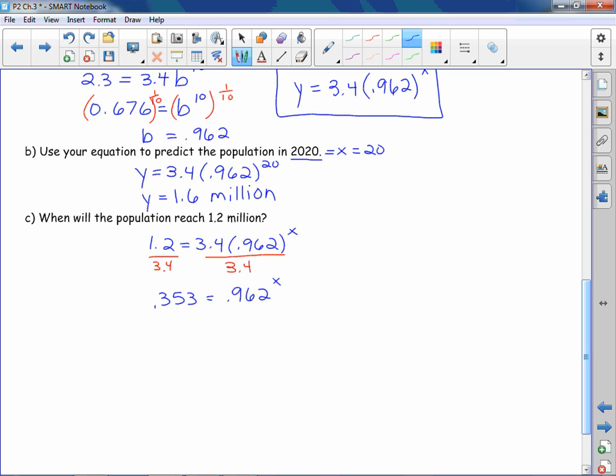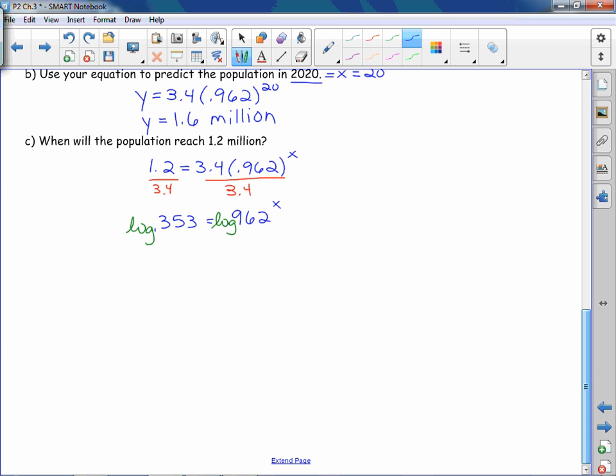Now, do you remember how to get the x down out of the exponent? We have to do something to both sides. We actually take the log of both sides. And one of the properties of logs is that if I take the log of a number with an exponent, I can bring that exponent down in front of the log. So, to solve this one, it'll be log 0.353 equals x times log of 0.962.